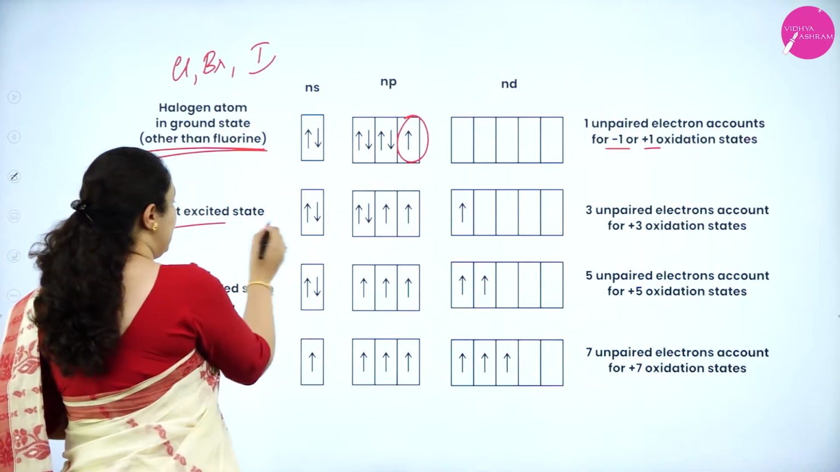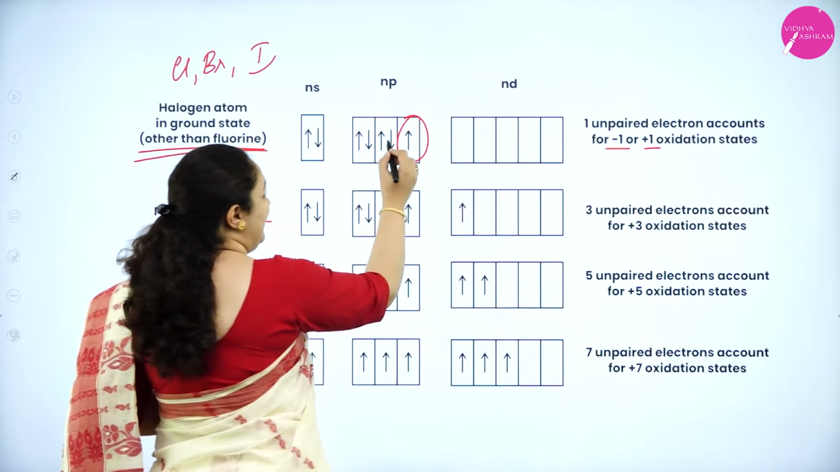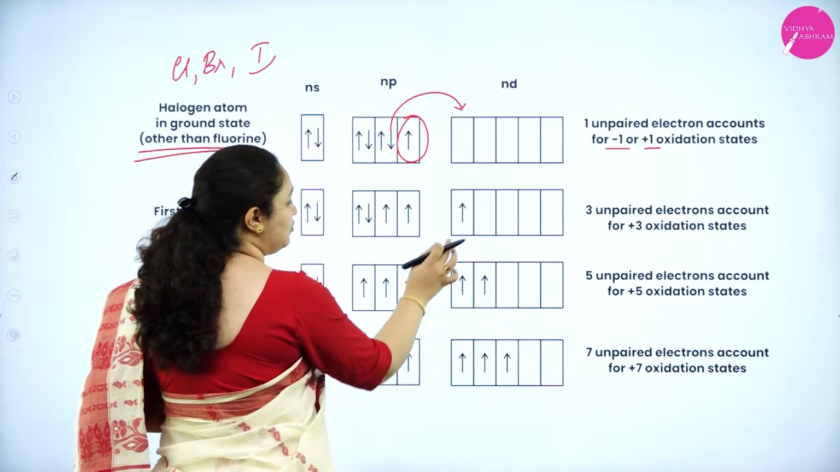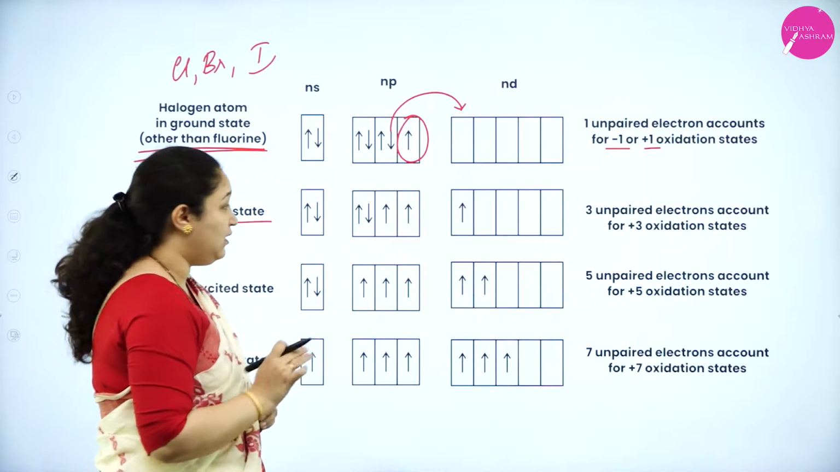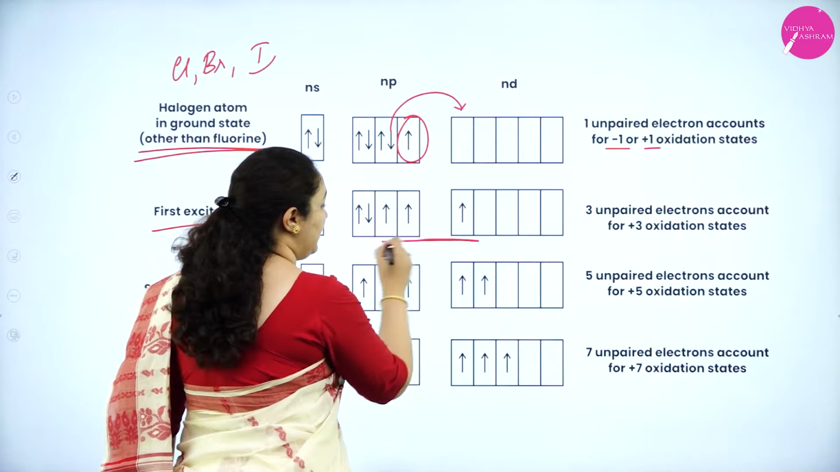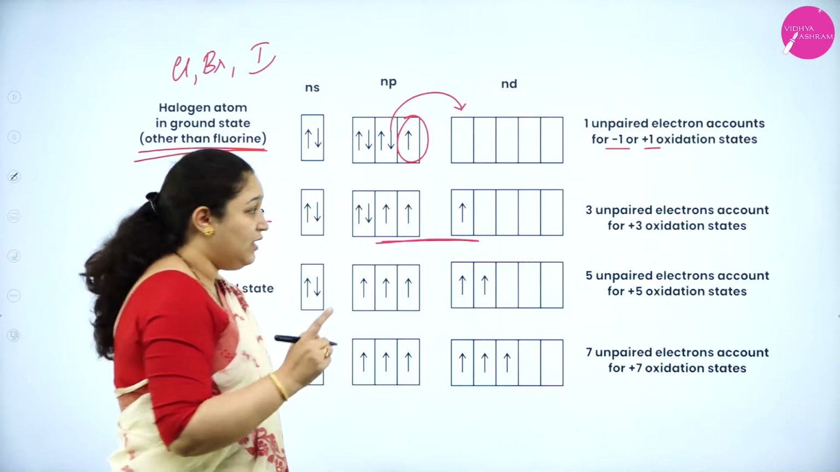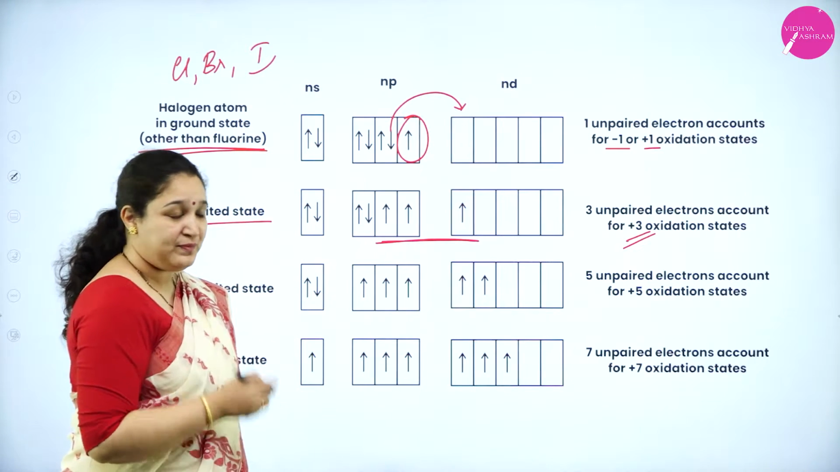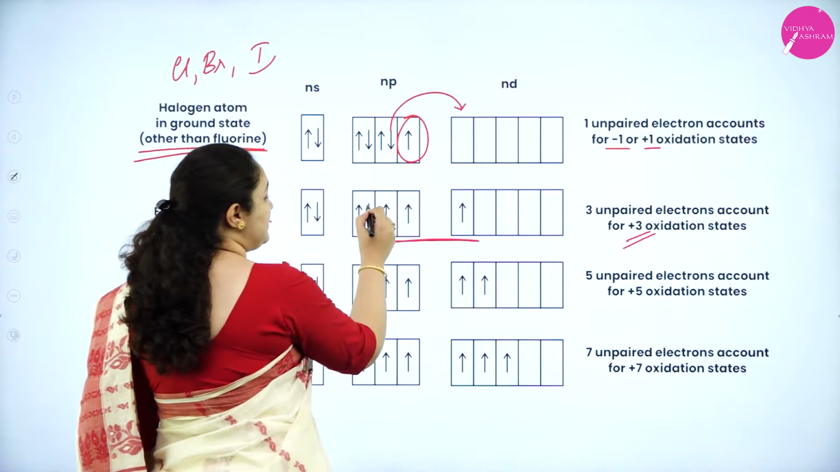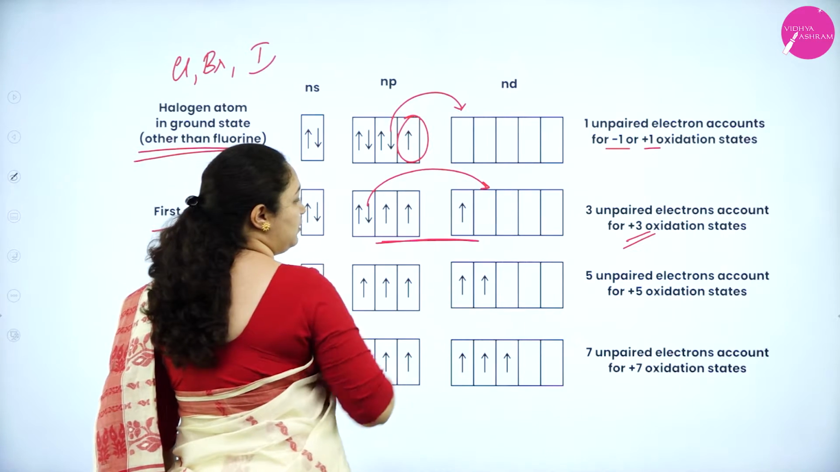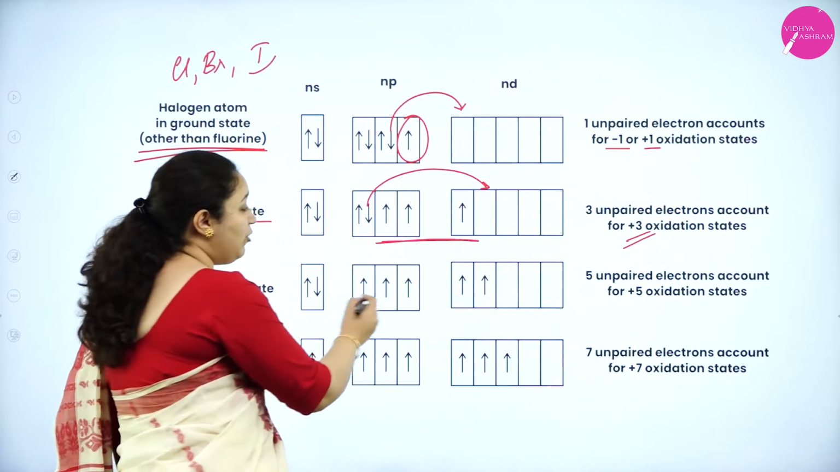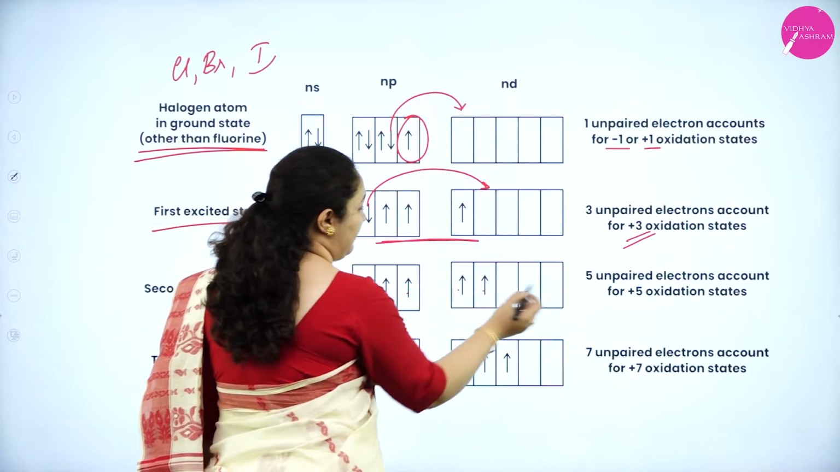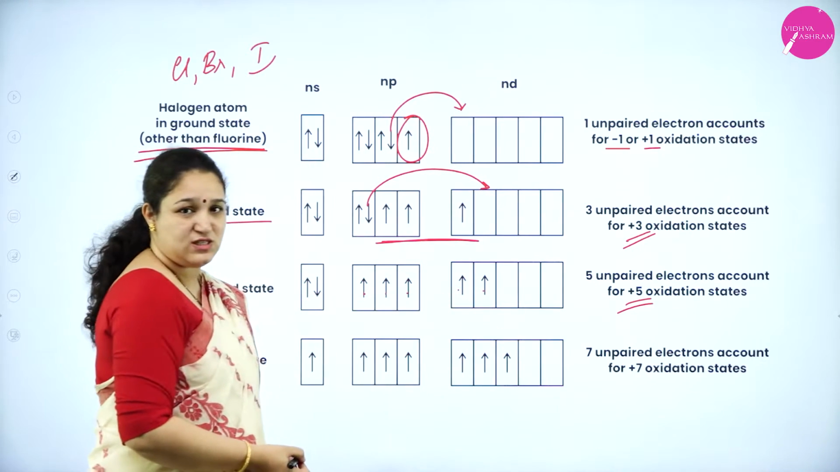Next, the first excited state, if you see, one electron from the p orbital has jumped to the vacant d orbital. Now, how many unpaired electrons are there? 3 unpaired electrons are there. So it can show +3 oxidation state. Now, one more electron which is there in the p orbital will jump to the vacant d orbital. Now, how many unpaired electrons are there? 1, 2, 3, 4, 5. So it can show +5 oxidation state.